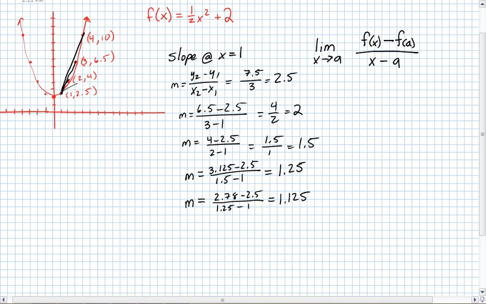And so essentially we can say that the slope of any point on a curve is equal to the limit as x approaches a of f of x minus f of a over x minus a. All right, that same thing is shown in your book, but this is the basic definition of a derivative.